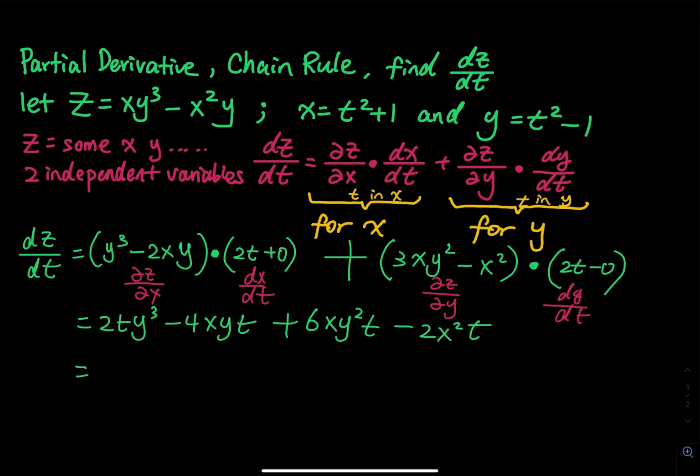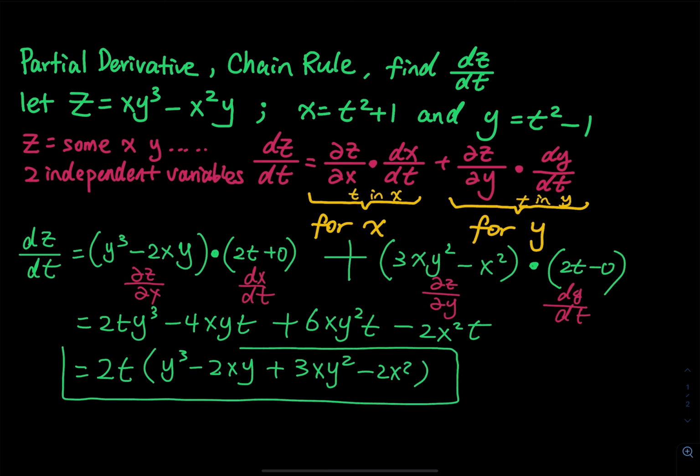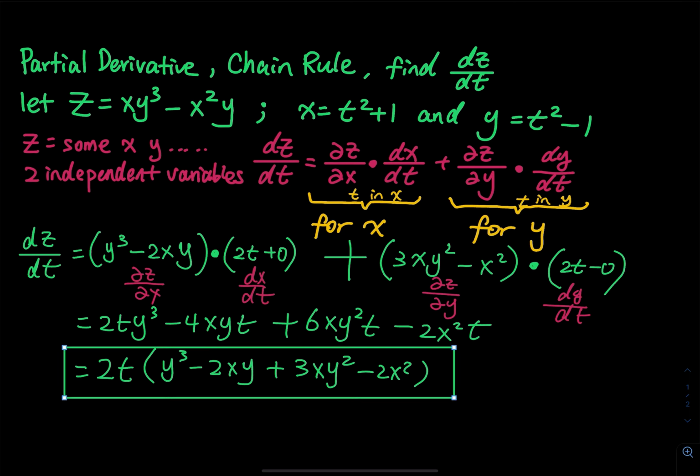Can we simplify anything? I don't think we can add or subtract any terms, but I see every term shares a t and the coefficient is a multiple of 2. So I will just factor out a 2t, and then I have a y to the third minus 2xy plus 3xy squared, and then minus 2x squared, and then that's it. So this is my derivative of z with respect to t using chain rule. So the derivative of z with respect to t.